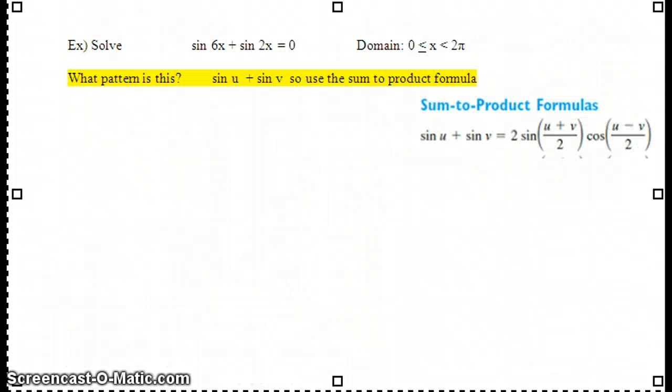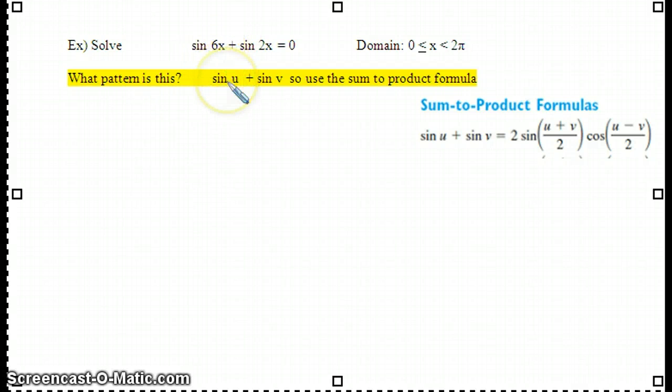Okay, next problem is a little bit different because it's asking us to solve, but it says the sine of 6x, so it's 6 times an angle, and then this is the sine of 2x, so it's 2 times an angle. So I would assume, my first instinct is to think about the double angles, but then this would be 3 times a double angle.